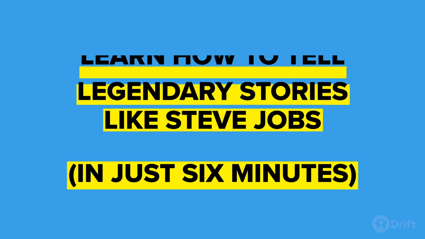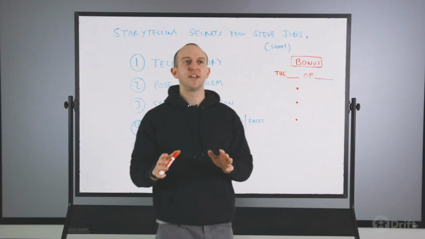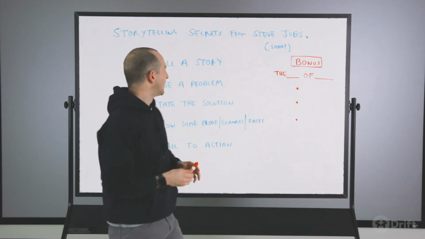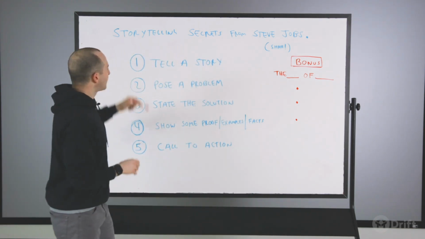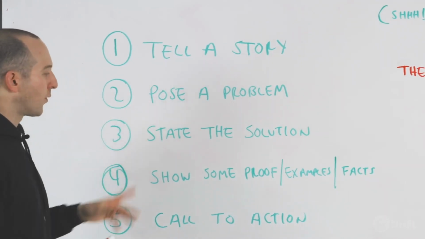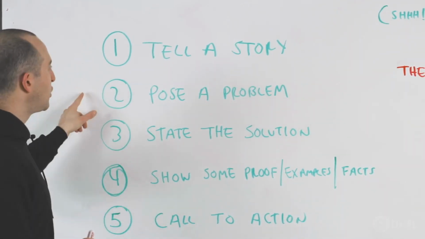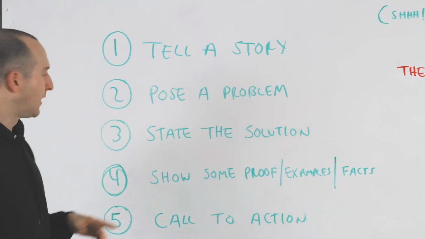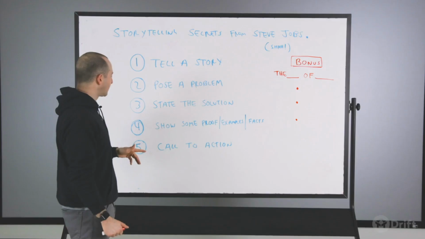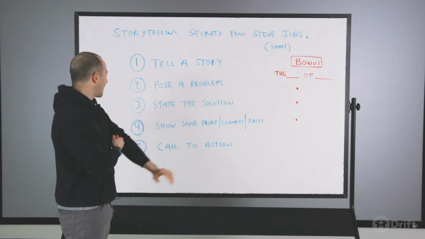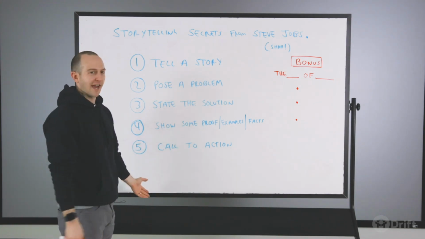Okay, so in any Steve Jobs presentation, there's really 5 key ingredients, and they go something like this. I'm gonna run through them all and then we'll talk through each one of them, okay? Number 1, tell a story. Number 2, pose a problem. Number 3, state the solution. Number 4, show some proof, examples or facts. And then number 5, have a call to action.